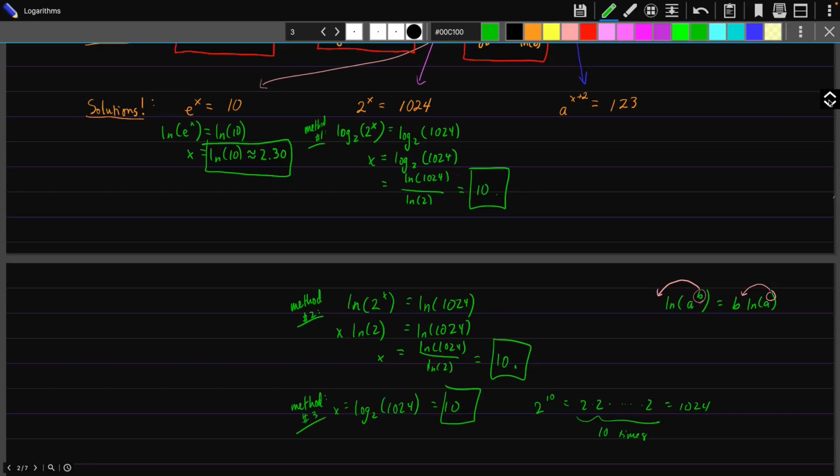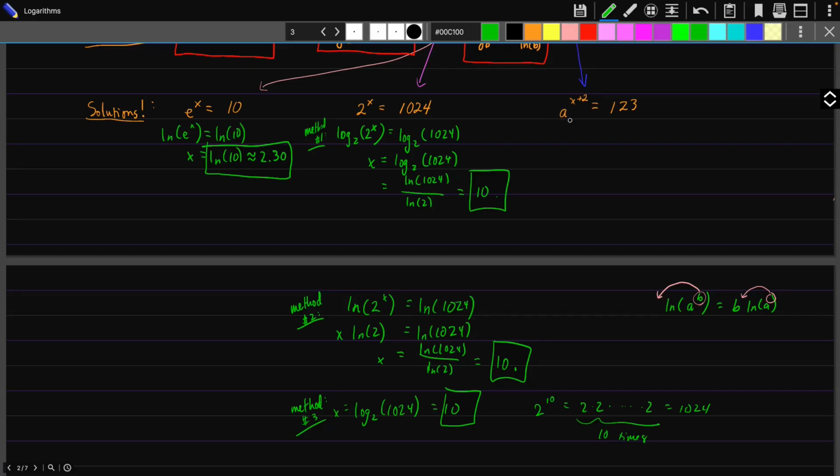All right, so finally we've got one more equation to solve, which is a to the x plus 2 equals 123. So again, I'm just going to take the logarithm of both sides. I'll go ahead and do natural log this time. So ln of a to the x plus 2 equals ln of 123. So then here's my exponent. The logarithm is allowing me to take that out front. So that tells me that x plus 2 times ln of a is equal to ln of 123.